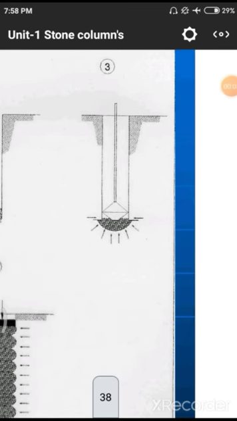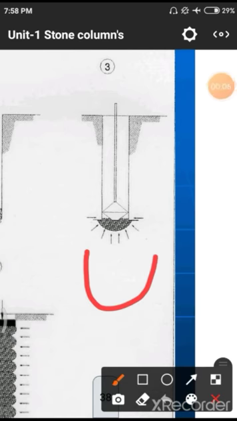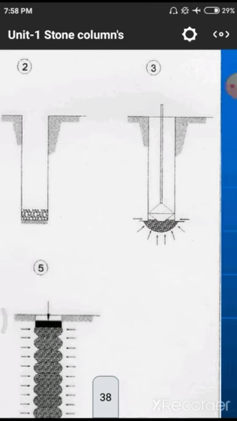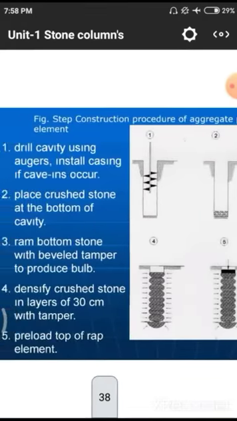Normally what does a bulb mean? A bulb means a shape like this, so that the total load will be transferred to this end itself, and it reflects in different directions. So they have to form the bottom portion with a bulb shape. That is the necessity of forming the bottom with a bulb shape.